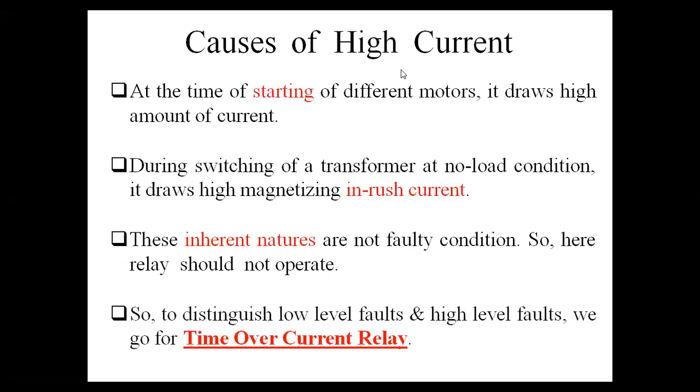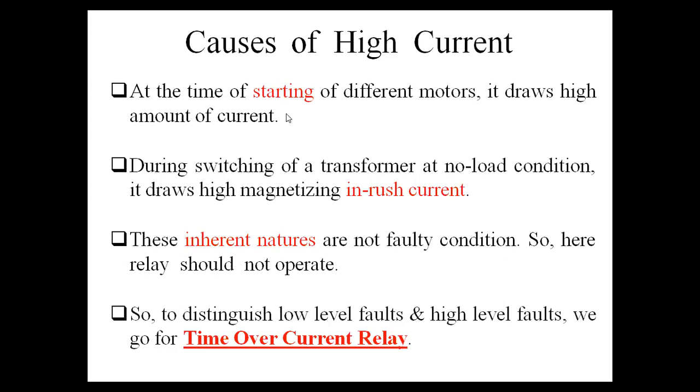Inrush current is the starting current, the starting magnetizing current in the transformer. At the time of switching a transformer at no load condition, meaning I just switch on the transformer primary side while the secondary side has no load, at that moment the transformer draws a high amount of magnetizing current. A no load current will flow through it at that moment. This is called the inrush current. It is very high at starting. At the switching instant, this high rush of current is called the inrush current.